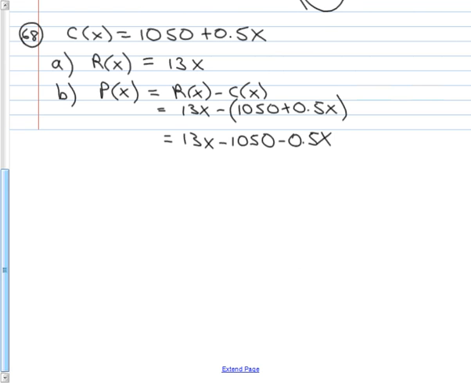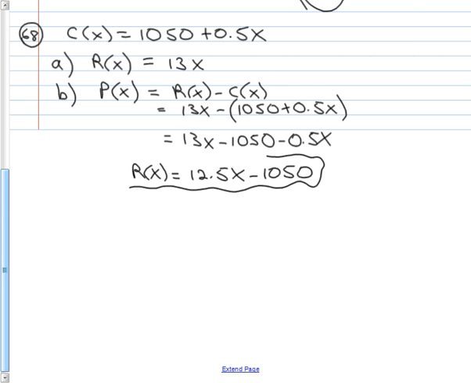We'll want to get our like terms together. 13 minus a half is 12.5x minus 1,050. So there is the profit, how much money they actually make, depending on the number of parcels that they're sending out. That is the profit they actually make, depending on how many parcels they send out.